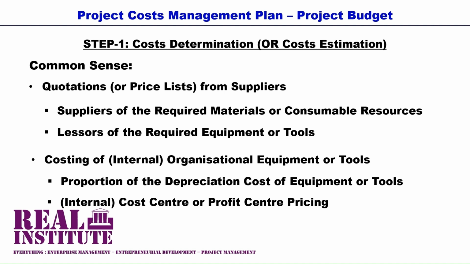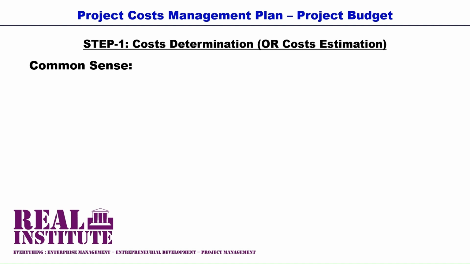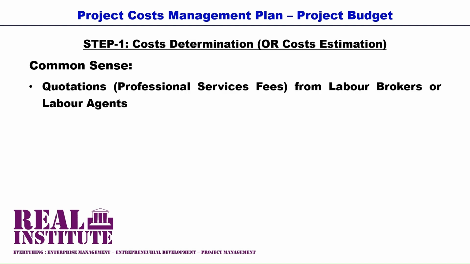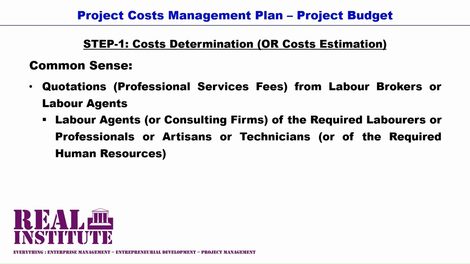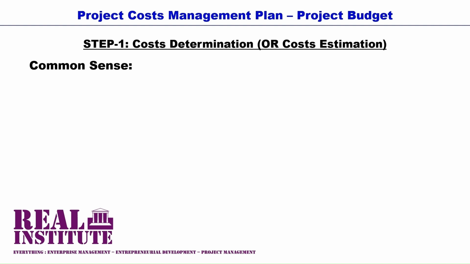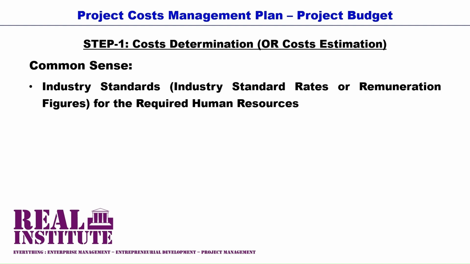Common sense also means that as a project manager, you simply source quotations for service fees or for professional service fees from labor brokers or labor agents, from the labor agents of the required laborers or of the required professionals or of the required artisans or technicians or of the required human resources for your project. Alternatively, as a project manager, you can access and use the industry standard rates or remuneration figures for the required human resources in your project.